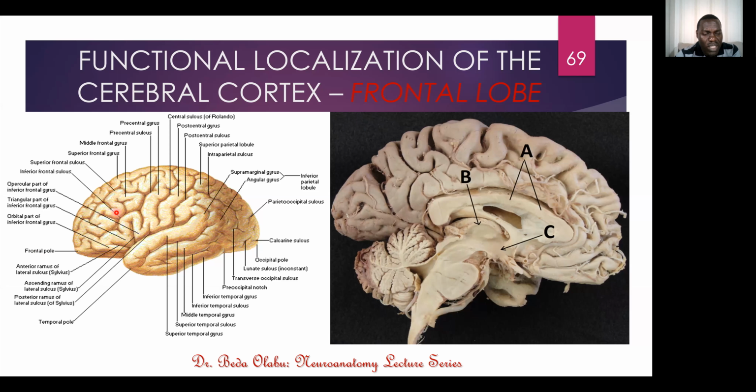How about if you were to look at it from the medial aspect of the hemisphere? On the medial aspect of the hemisphere, this is corpus callosum. This is the frontal lobe, maybe up to somewhere there. So this one here is in the frontal lobe. This gyrus has a name. We call it the medial frontal gyrus. And the one below, this one here, is called cingulate gyrus.